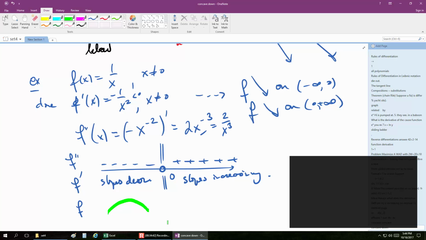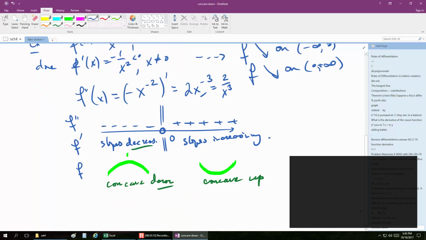Okay, so slopes decreasing, but then they're increasing. I'm not saying there is a minimum here, maximum there. I'm just indicating the concavity. So that's all I'm trying to say. So concave down, down, down, right? Concave up. That word was decreasing actually, so it's not the same word. Decreasing, increasing, concave up, concave down.